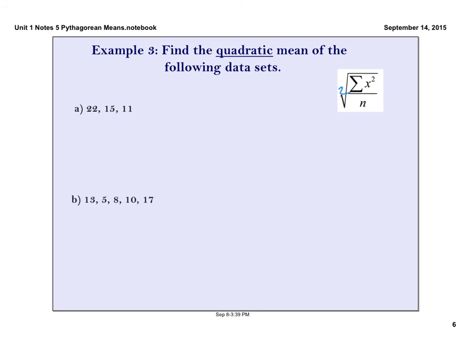So if I'm going to set it up, I've got an n of 3. So my mean, make yourself a big old radical because you're going to need stuff on the top and the bottom. On the top, I have all of the data squared and then added together: 22 squared plus 15 squared plus 11 squared. In the denominator, I'm going to divide by n.